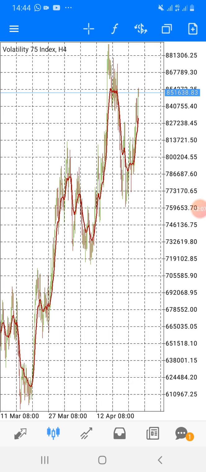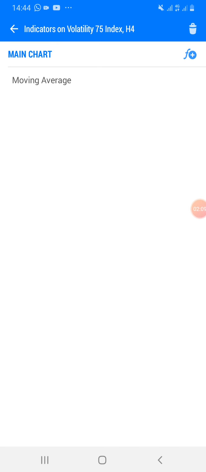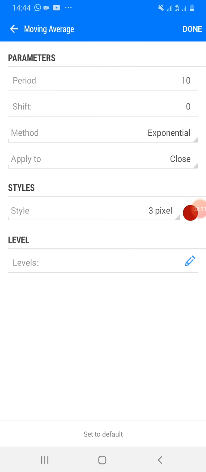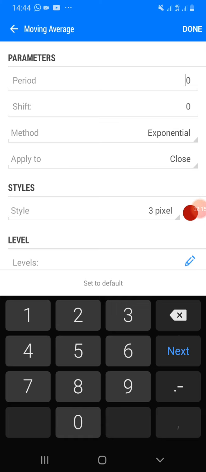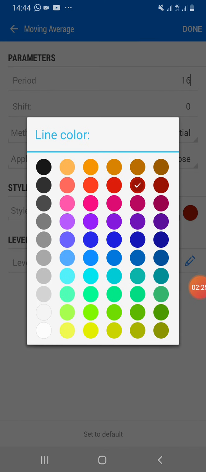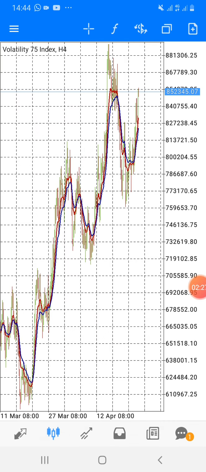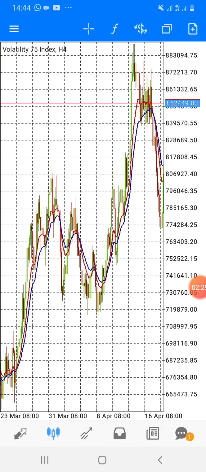Okay, now I install the second indicator that we'll need, which has a period of 16. It is also an exponential moving average, apply to close, and then I'm just going to change the color to blue. And when I click done, now I have 2 lines, the blue and the red line.